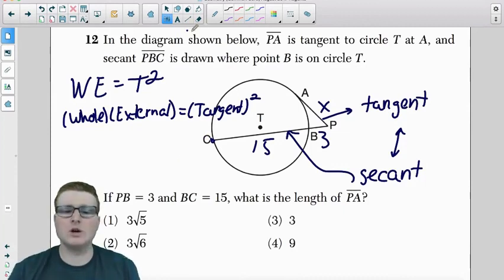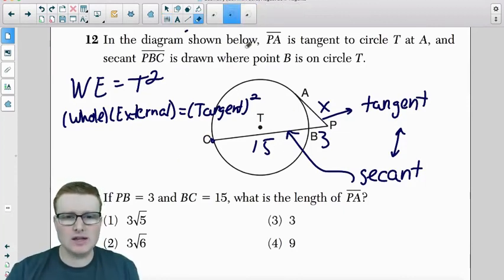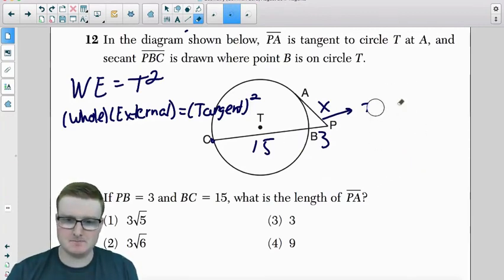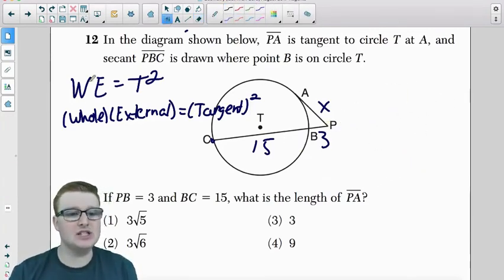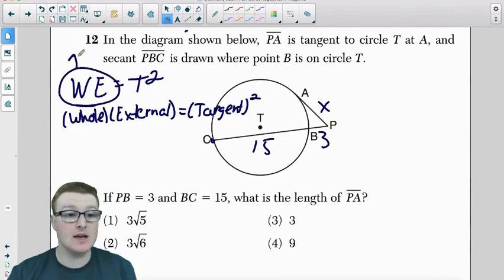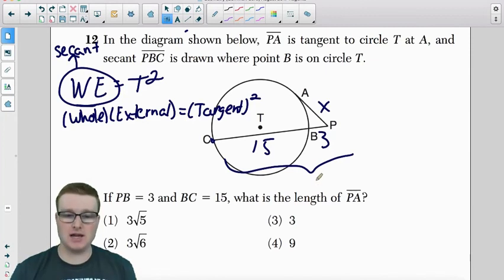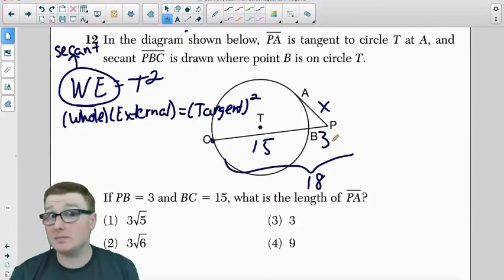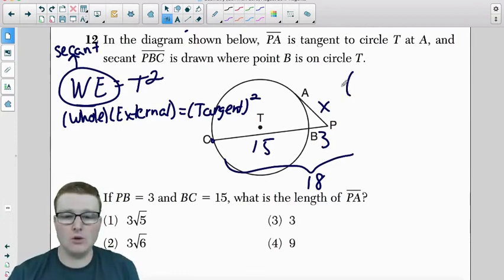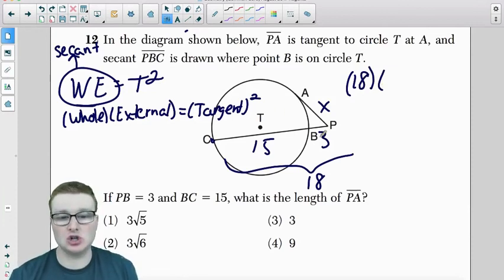So, what does all this hoopla mean? So let's go ahead and talk about this. The whole times the external. WE is specifically talking about the secant. So the secant, the whole thing, is 15 plus 3, which is 18. Okay? And the external piece, the outside piece, is the number 3. And the tangent is just x. So let's go ahead and plug it into our formula. The whole thing is 18 times the external, which is 3, equals x squared.